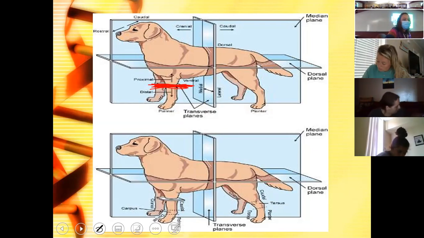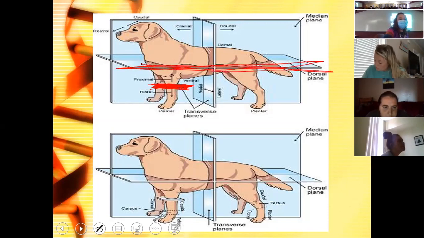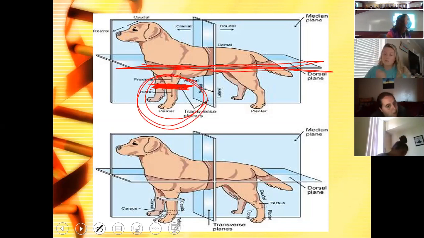All right, so I've got my extremity. Now, here's where the confusion lies. When I cut this extremity, what plane is parallel to this? Parallel meaning the same direction. Dorsal. This is where the confusion lies, because this is not a dorsal plane.